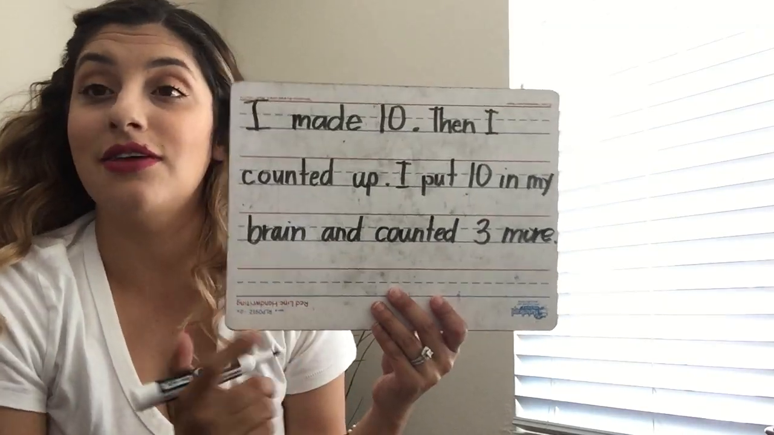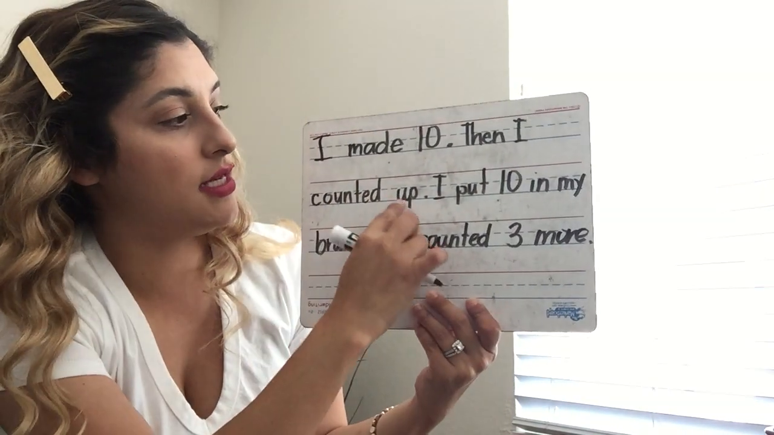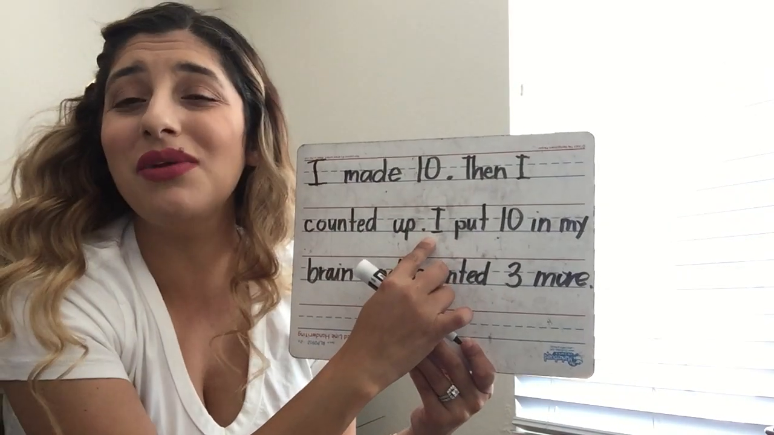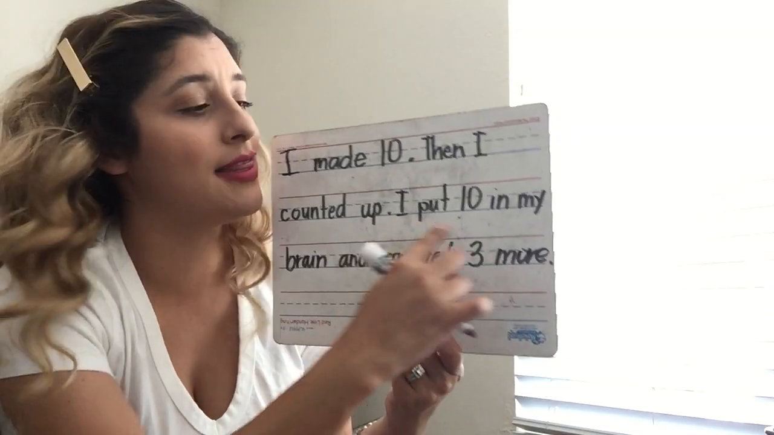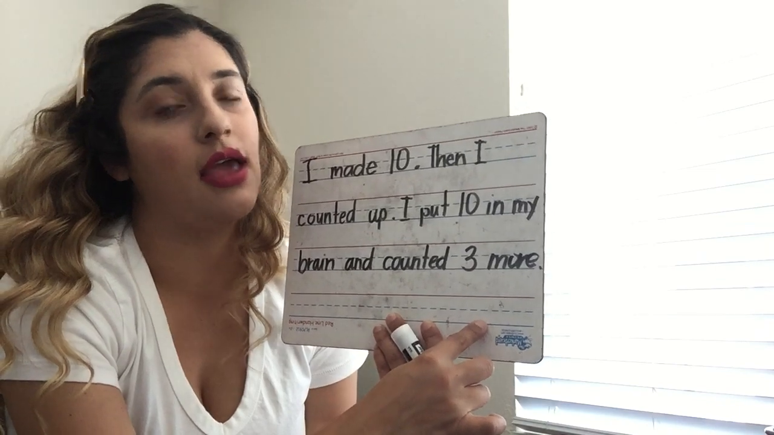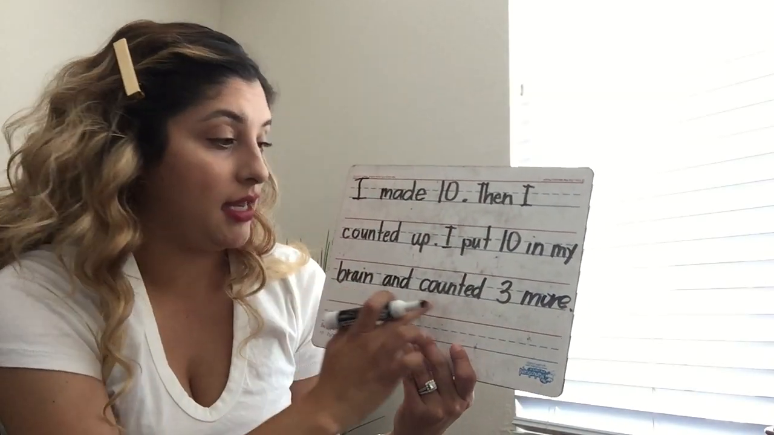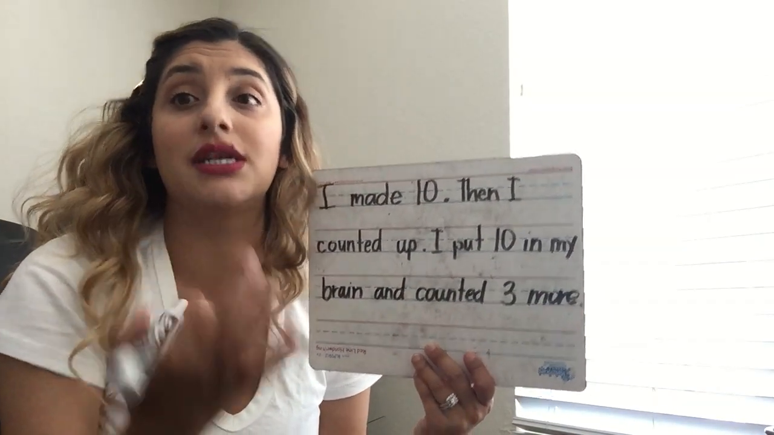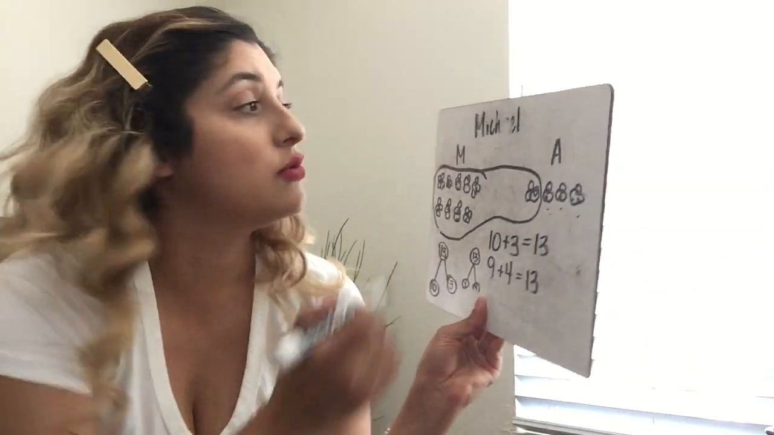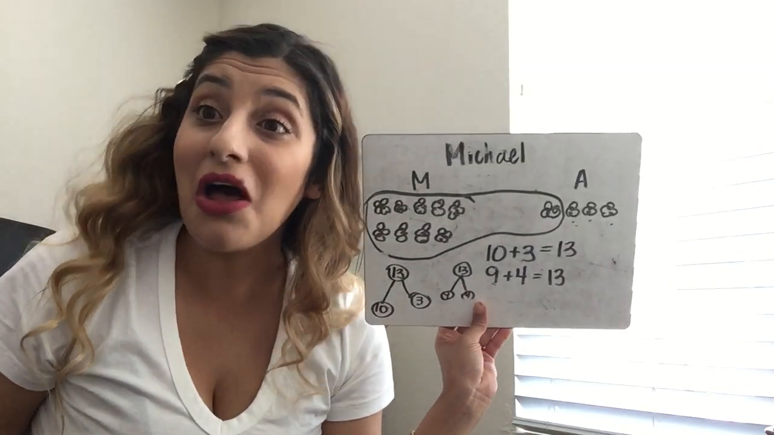That's a lot of sentences. Okay, I made 10, then I counted up. So I didn't really explain what I put in my head and how many more I counted. That's why I wrote another sentence, okay? I put 10 in my brain and counted 3 more. 10, 11, 12, 13. Michael had 13 flowers in his garden after the day was over. Oop, I erased some.